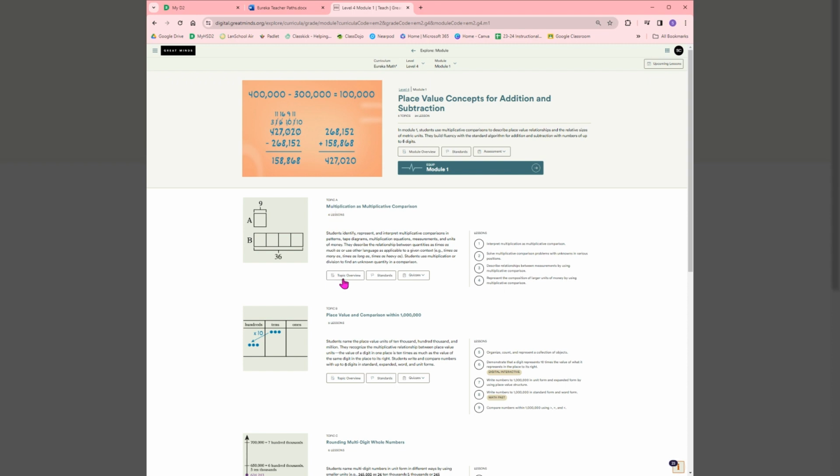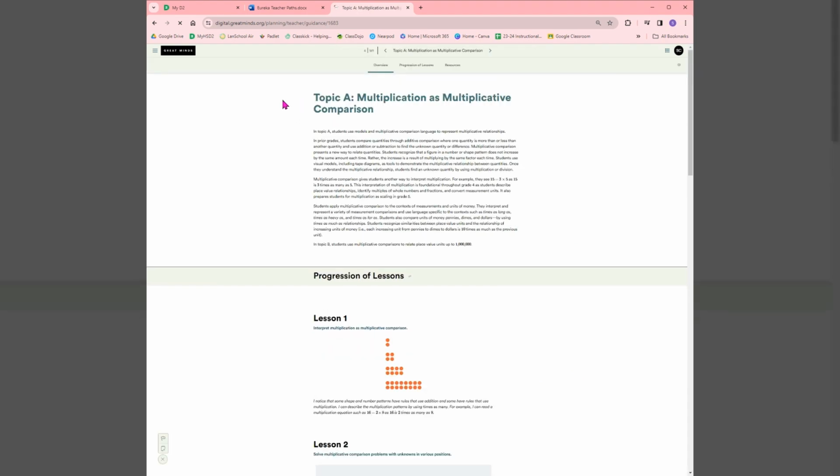So in topic A, we have our topic overview. We're going to click on that first. And this sheet tells you exactly what students are going to be doing and what success criteria they need to meet in order to be successful in the various lessons. So first, we're going to read the summary of the topic. And in here, you're going to pull out specifically what students are doing in this topic.